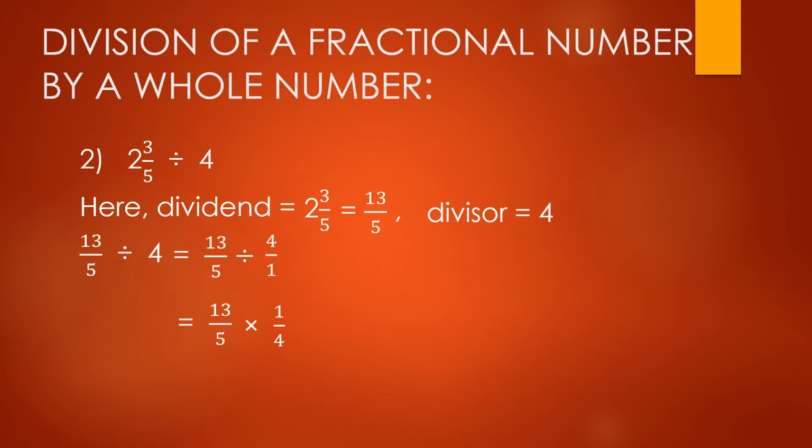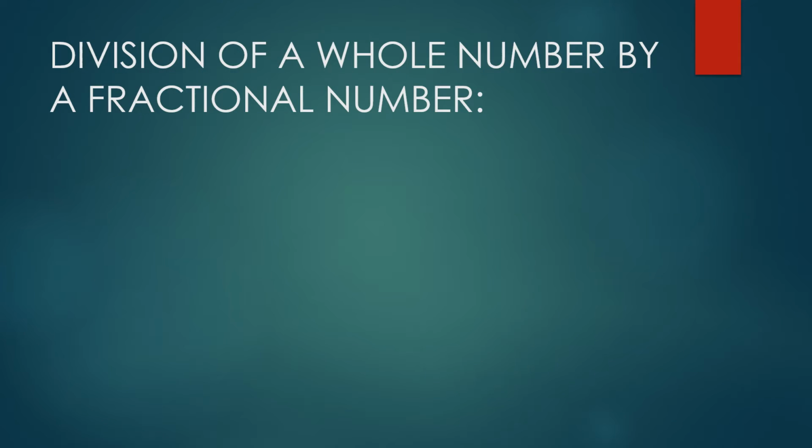Now simplify. Look, 13 is not divisible by 5 and 4, so do the multiplication. 13 1s are 13 and 5 4s are 20, so the answer is 13 upon 20. Our next topic is division of a whole number by a fractional number.